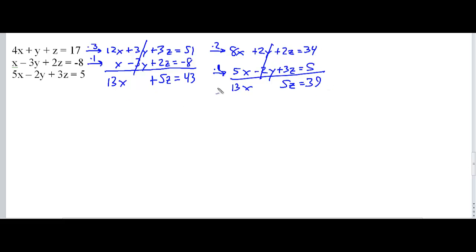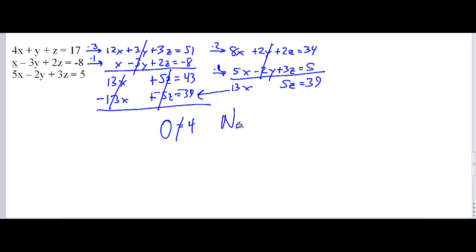I'm going to combine these two equations and stack them on top of each other: 13x plus 5z equals 39. Uh-oh, we have a problem here, because if I multiply this by a negative 1, which changes all of these to negative symbols, and add, those get eliminated for 0, and this doesn't get eliminated to a 0. That 39 from 43 gives me a non-zero. That's not true. Therefore, there's no solution here.